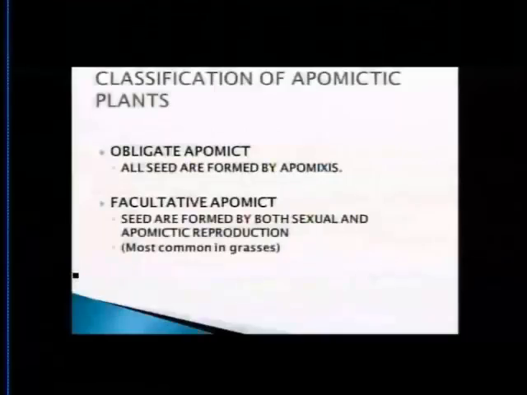As far as apomictic plants, you have two types classified. You have obligate apomicts. In this case, all seed are formed by apomixis. One plant that I'm aware of that I would say is an obligate is common Dallas grass. It isn't all that common. Most of them are facultative apomicts, in that the seed are formed from both sexual and apomictic reproduction. And this is obviously the most common in grasses.